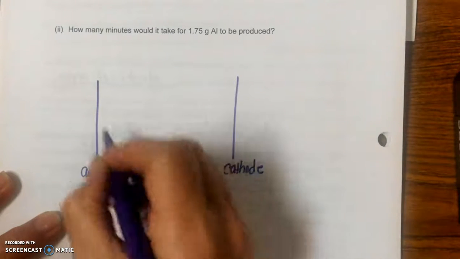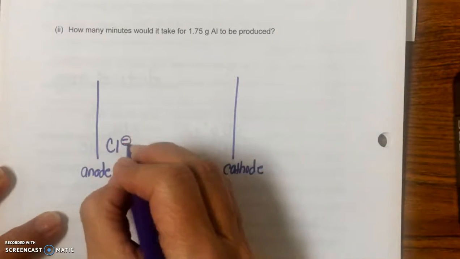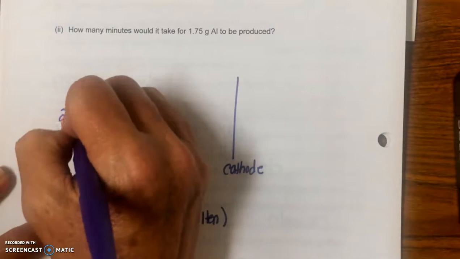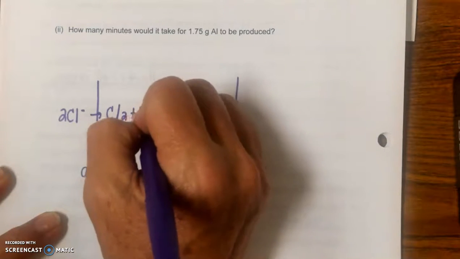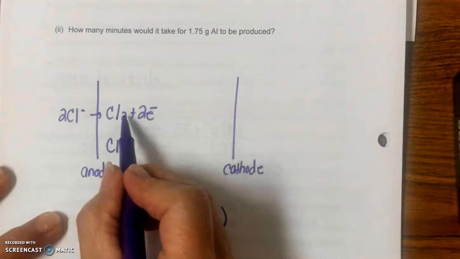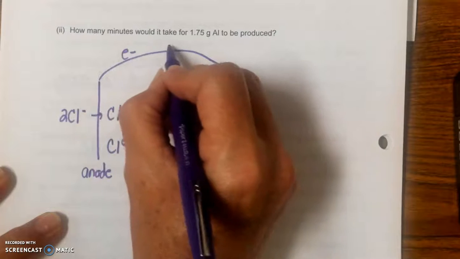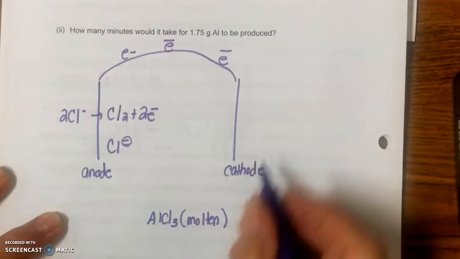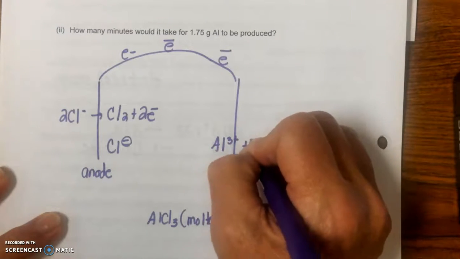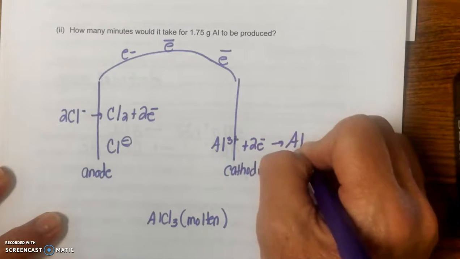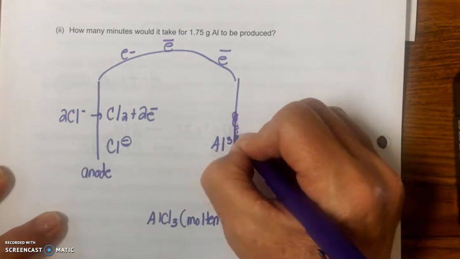Now, here at my anode, I've got these negative chloride ions. And what's going to happen is they are going to undergo oxidation. A minus to a neutral is oxidation. And that's going to cause the electrons to flow on the wire. Now, on this side, aluminum ions are going to come up here. They're going to snatch those electrons like they always do, and I'm going to get aluminum solid. And that aluminum solid is going to plate.